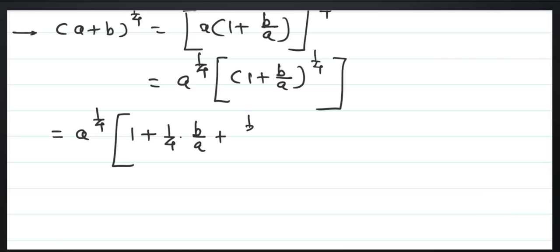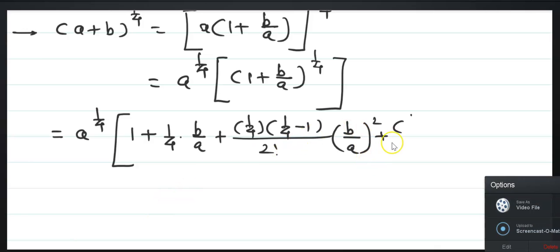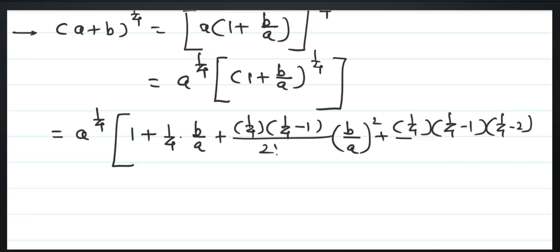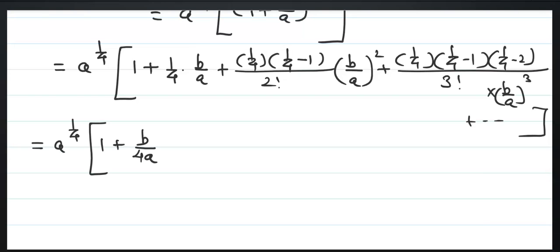Next term, 1 by 4 into (1 by 4 minus 1) upon 2 factorial into b square. What will be the next term? 1 by 4 into (1 by 4 minus 1) into next bracket (1 by 4 minus 2) upon 3 factorial into (b upon a) bracket raised to 3. This way. Now the simplification. You can perform the simplification on your own.